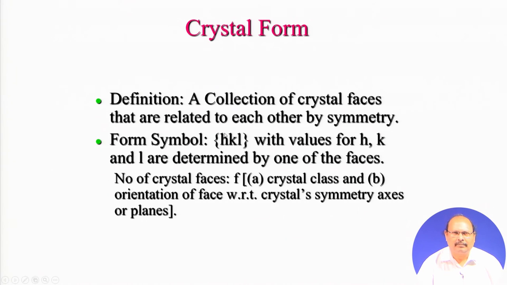So, essentially it means that if we know this particular face, from that face it will be possible for us to generate all other crystal faces, all the other faces which are related to this. Now, the number of crystal faces which will define a particular crystal form is a function of two parameters. One is the point group of symmetry that is inherent to that particular crystal form, and the other is the orientation of the face with respect to the symmetry axis. The orientation is essentially dictated by the values of H, K and L. So, these values will tell whether that face is parallel to a vertical axis, or inclined to all three axes, or of any other orientation.